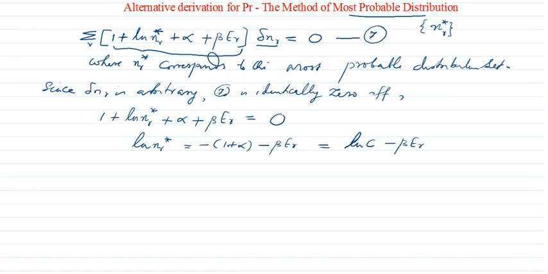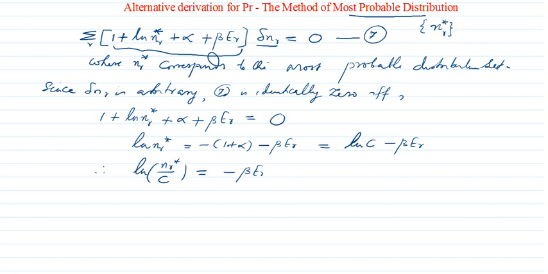Because alpha, 1, everything is constant and C is also a constant, that's the meaning, right? So continue now, take this log C to the other side. It will become log n_r star minus log C. It's log a minus log b, which is nothing but log a by b. So it becomes log of n_r star divided by C, and that will be equal to simply minus beta epsilon_r. I think you are able to understand.